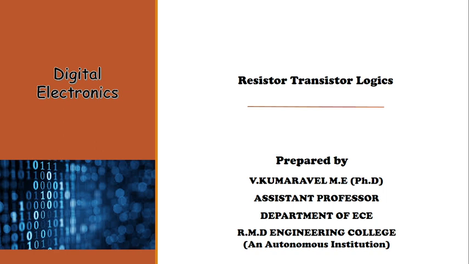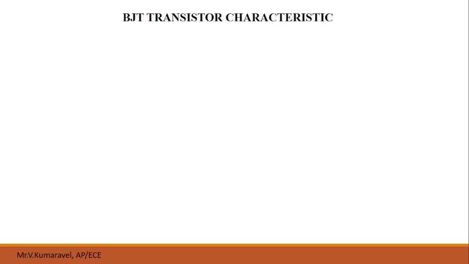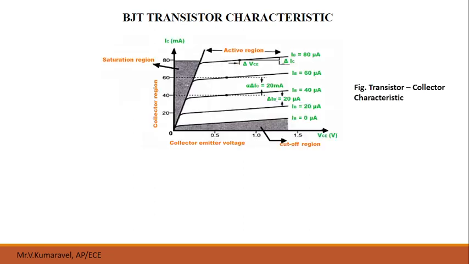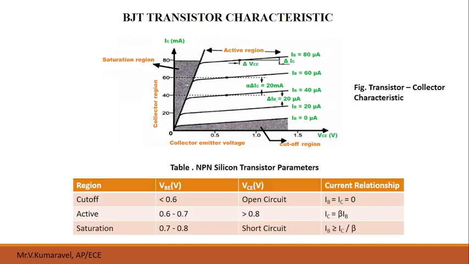Today's topic we are going to discuss is resistor transistor logic. Before we start with resistor transistor logic, we will see the basics of the BJT common emitter amplifier. In the BJT common emitter amplifier output characteristics, we have three regions. They are saturation region, active region, and cutoff region.